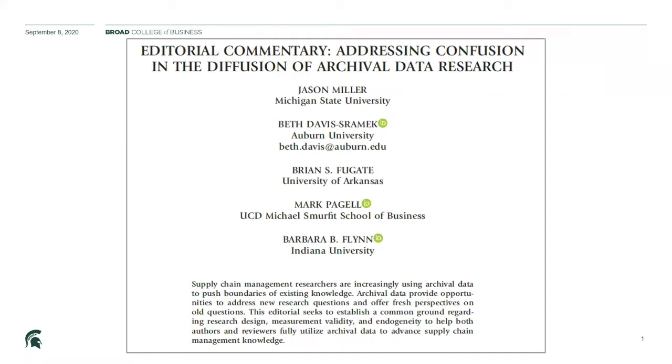The background of this editorial is a lot of conversations and experiences of all of us working with archival data. We got talking about issues we had experienced through our own review processes, and that we saw as editors-in-chief, associate editors, and reviewers. As the supply chain discipline broadens its use of archival data, we wanted to offer some talking points, or even more broadly, a discussion of things.